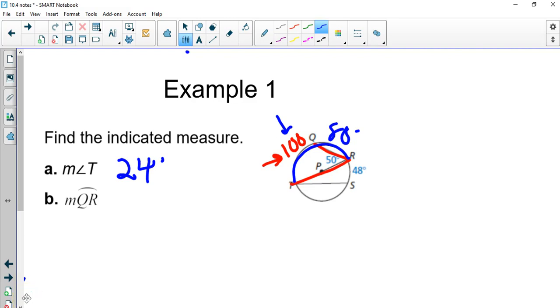I know that was a little bit much, so if you need to hit stop and rewind, go ahead and do that. But this is going to be 80 degrees. I hope you understand step by step how we got there.